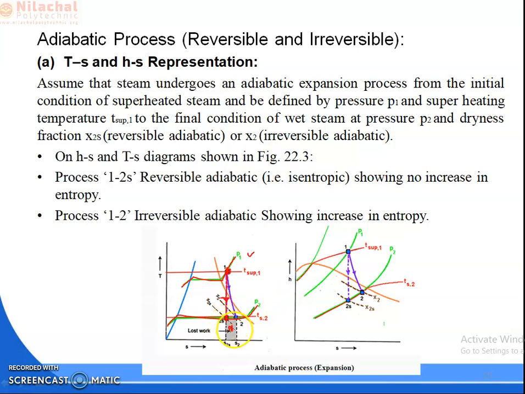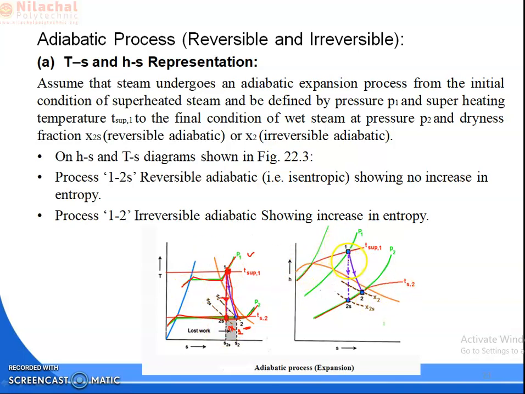What is your dryness fraction? The dryness fraction is your X2. Then if it is an irreversible process, then some losses will be there. S1 will not be equal to S2. So this process 1 to 2 will be represented as an irreversible adiabatic process, and here the straight line is the reversible adiabatic.